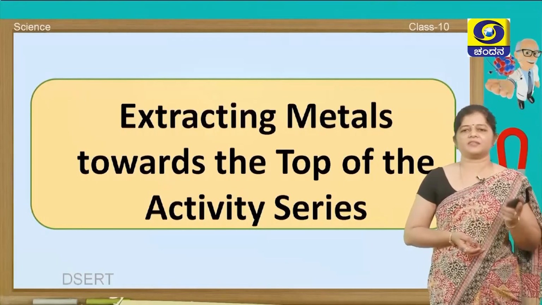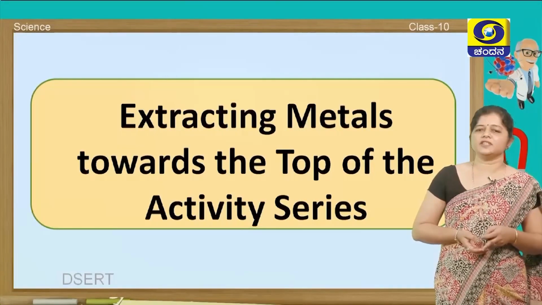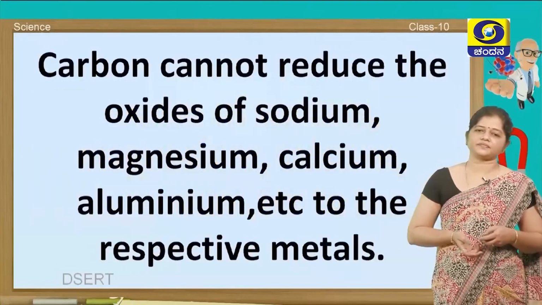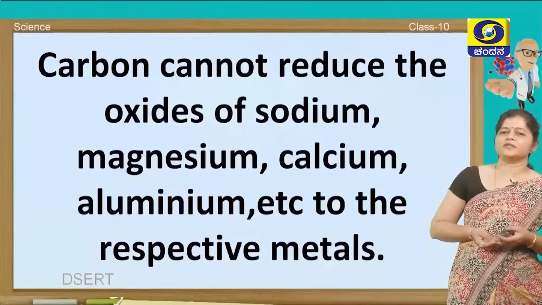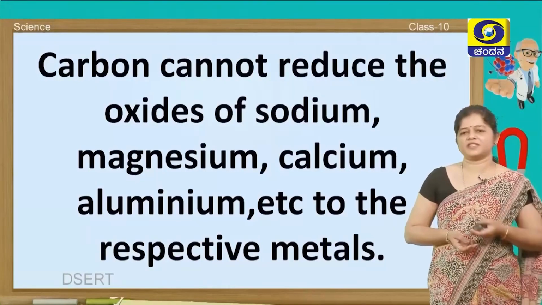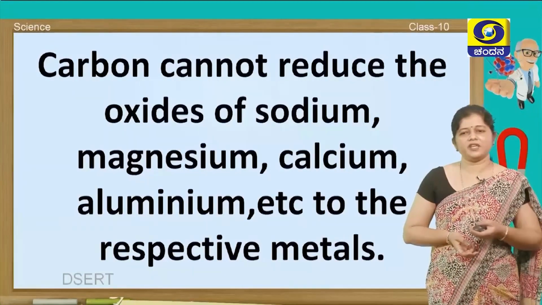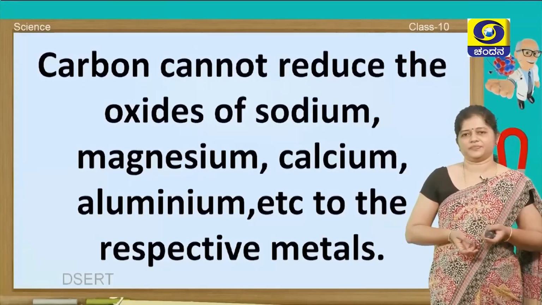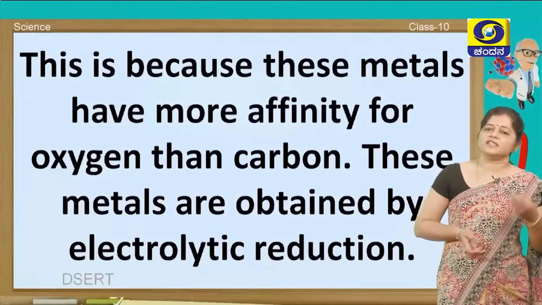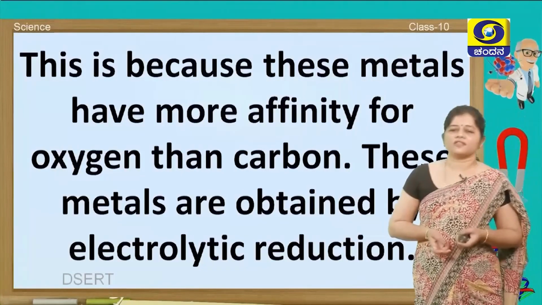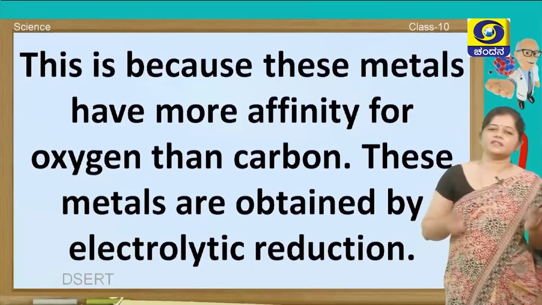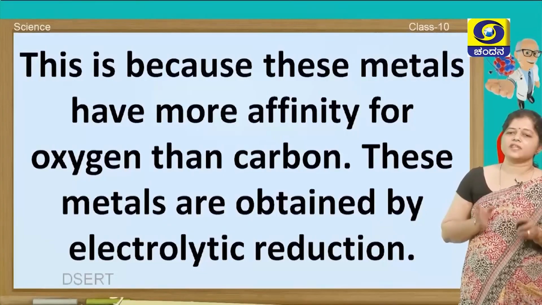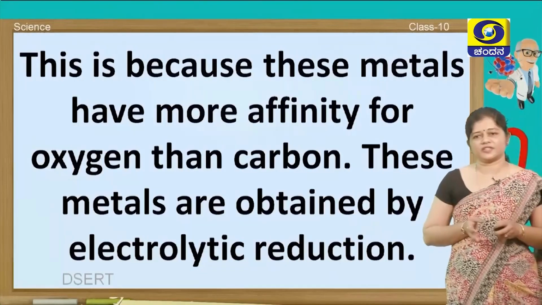How can we extract metals from the top of the activity series, that means the most reactive metals? Carbon cannot reduce the oxides of sodium, magnesium, calcium, aluminium etc. to their respective metals because these are more reactive than carbon, because these metals have more affinity for oxygen than carbon. So, these metals are obtained by electrolytic reduction. You have to reduce them by employing the electrolysis process.